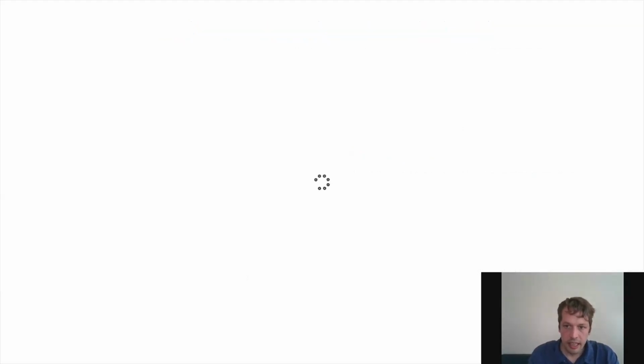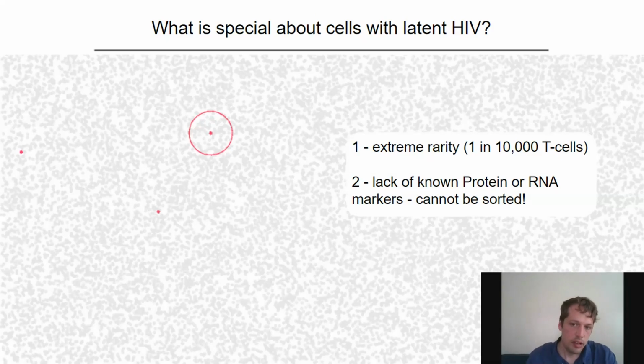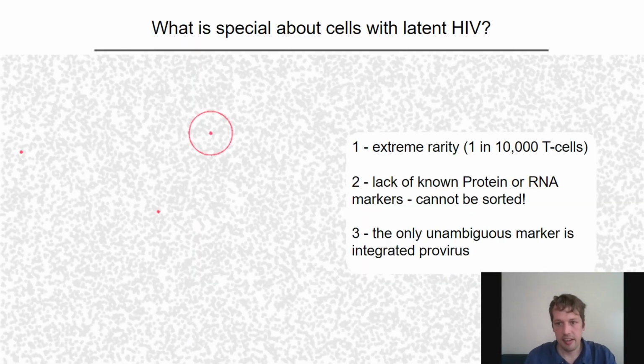Then the HIV in this form doesn't express any proteins or RNA. So there's basically no way we can sort these cells or identify these cells and subject them to further studies. The only unambiguous marker that these cells have is the integrated provirus, which is again like a DNA copy of the virus in the human genome.